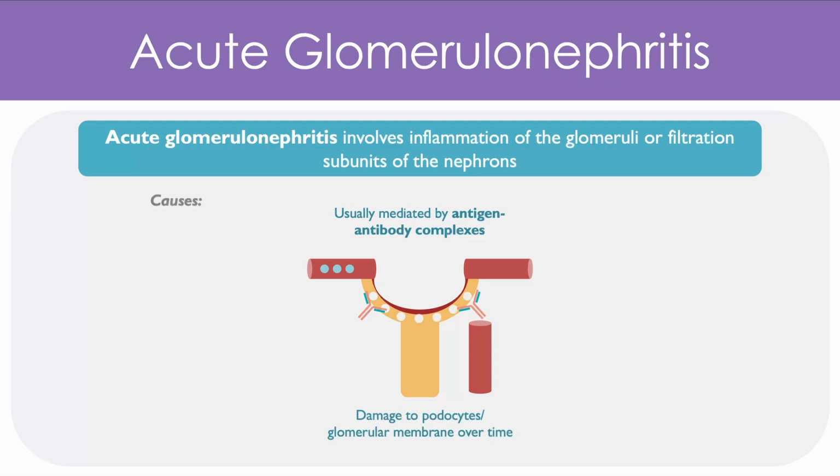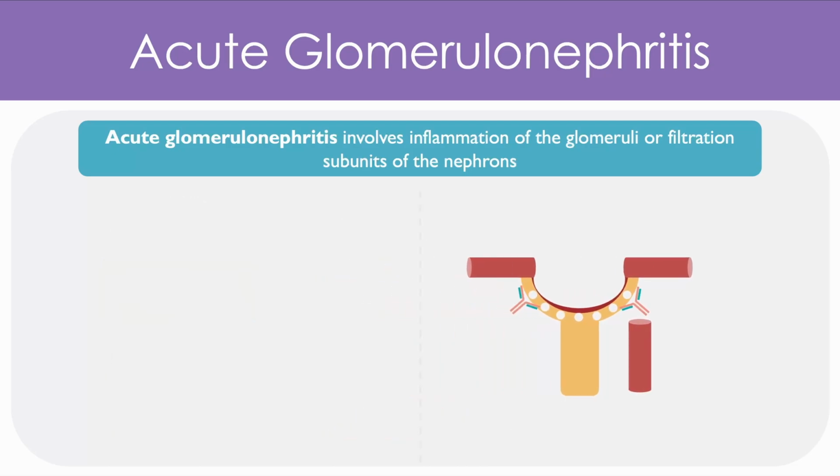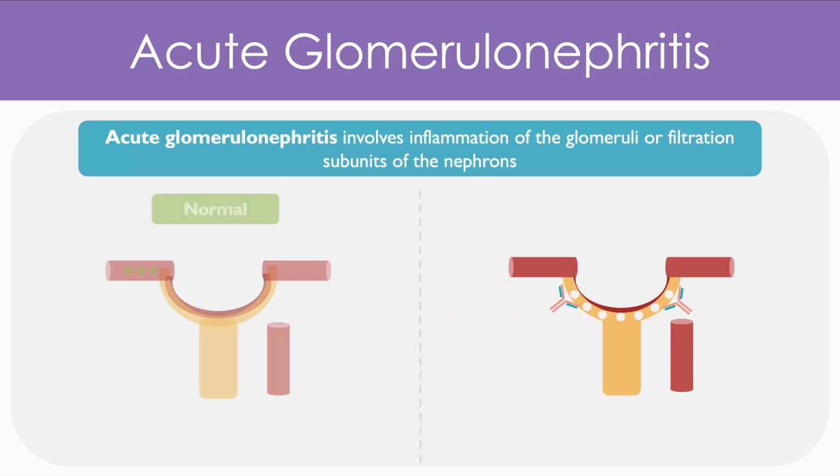Possible causes behind this disease process include infections such as streptococcal infections or viral infections, as well as autoimmune conditions such as Goodpasture syndrome, IgA nephropathy, and lupus nephritis. To understand the effects of acute glomerulonephritis, we can compare this to the function of a normal nephron.